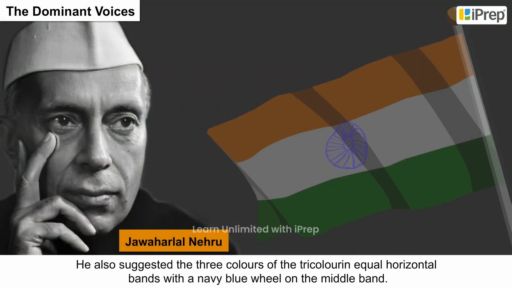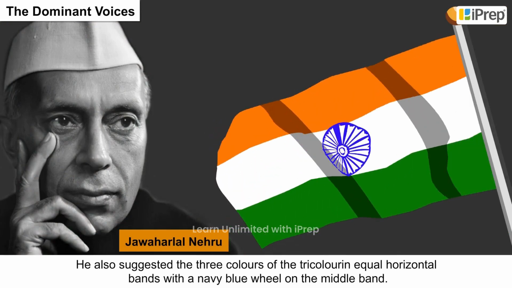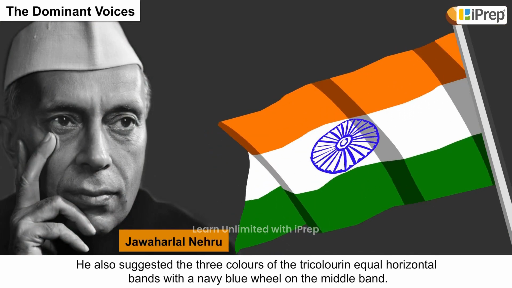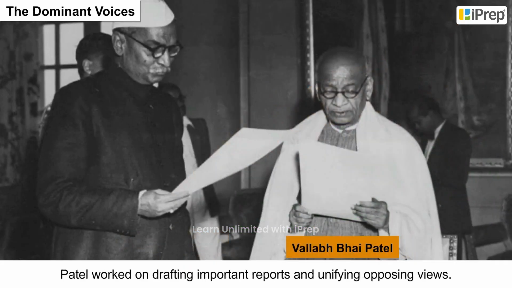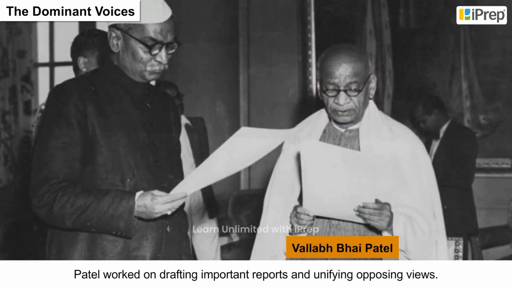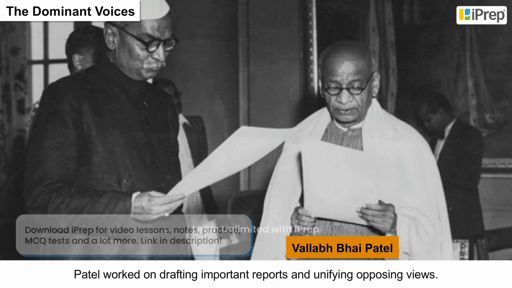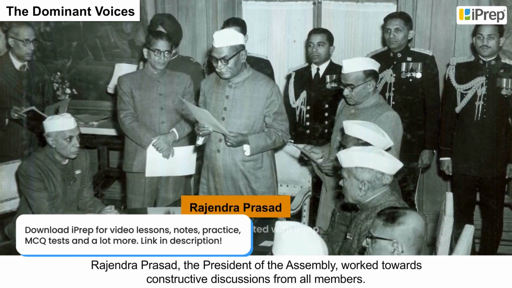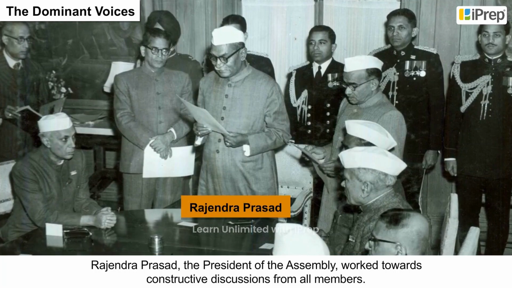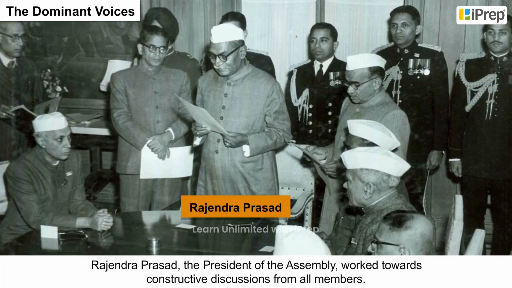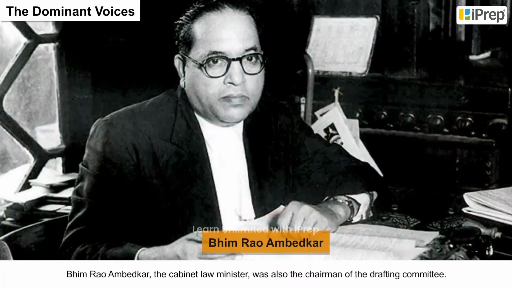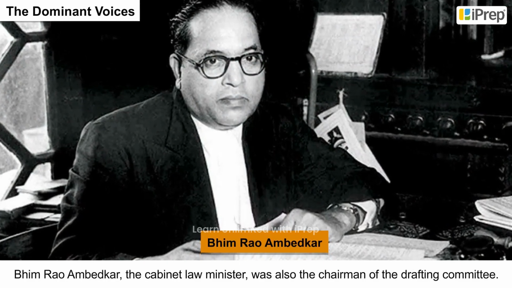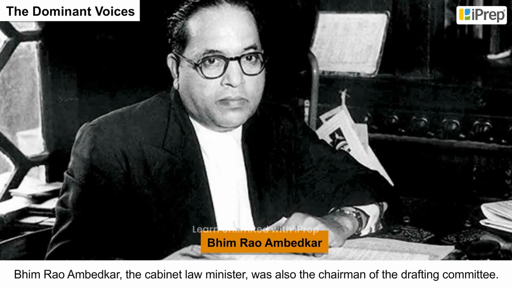He also suggested the three colors of the tricolour in equal horizontal bands with a navy blue wheel in the middle band. Patel worked on drafting important reports and unifying opposing views. Rajendra Prasad, the President of the Assembly, worked towards constructive discussions from all members. Bhim Rao Ambedkar, the Cabinet Law Minister, was also the chairman of the drafting committee.